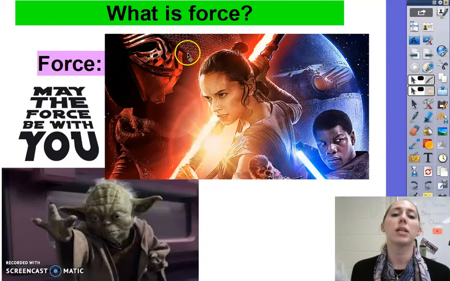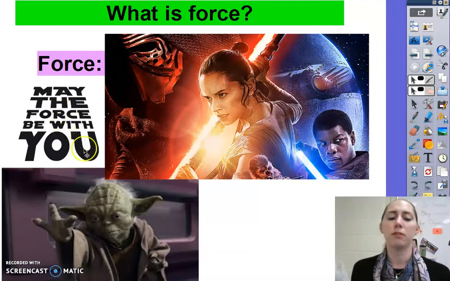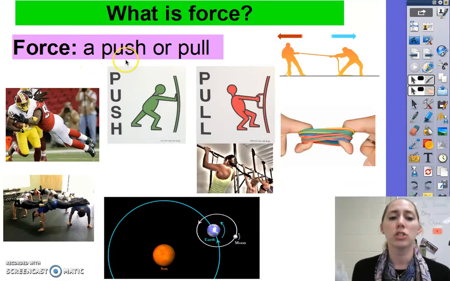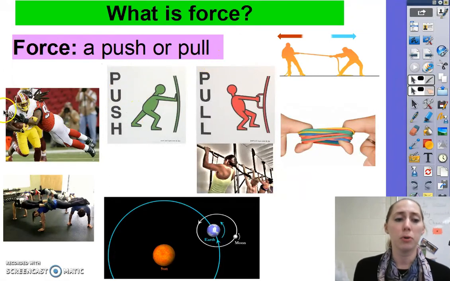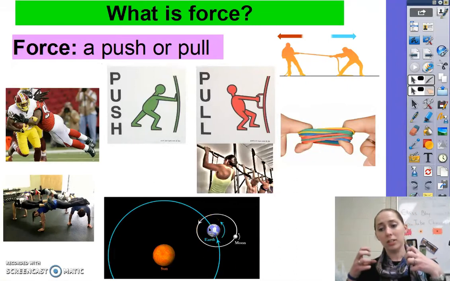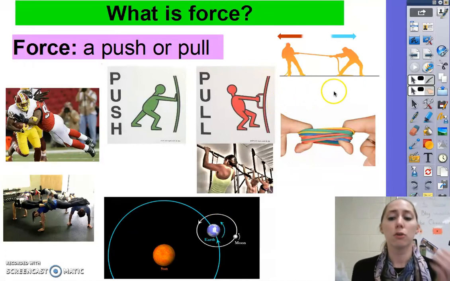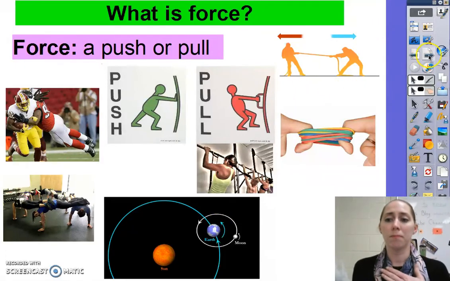So first off, when I say force, you might be thinking about Star Wars and Yoda and may the force be with you. But in science class, a force is simply a push or a pull. So when you're pushing against something, like a football player pushing and tackling another player, that's exerting a force. Or when you're pulling, like doing pull-ups or pulling on rubber bands, or the planets, the gravity is pulling on each other, pulling the two together, that's also a force. So force is simply push or pull.